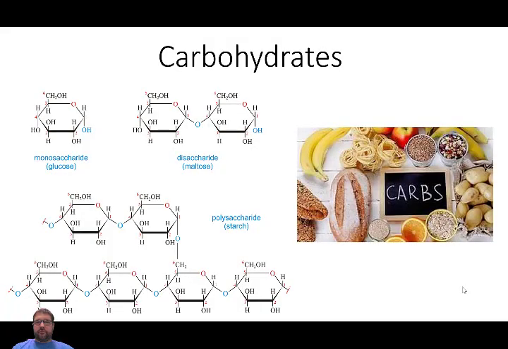For today's lecture, we're going to talk about carbohydrates. We left off last time talking about nucleic acids, and before that we talked about proteins. So we're on 3 of the 4 biomolecules. Next time we're going to talk about lipids. But this time I want to talk about carbohydrates.